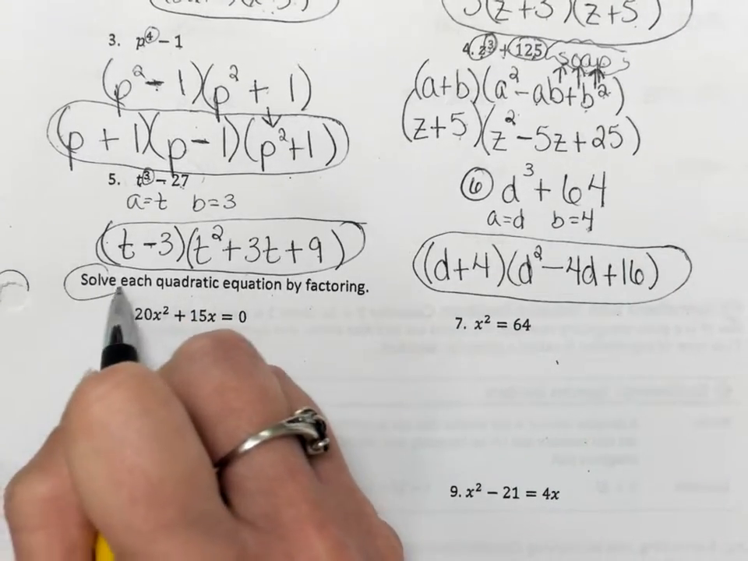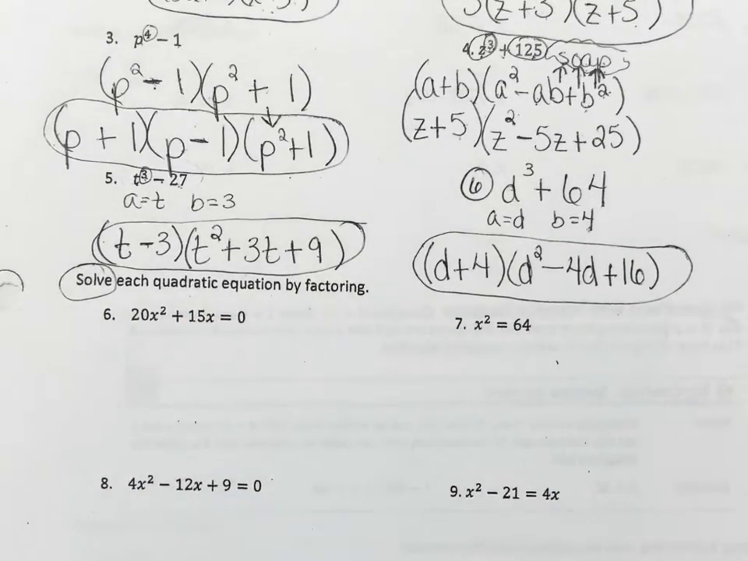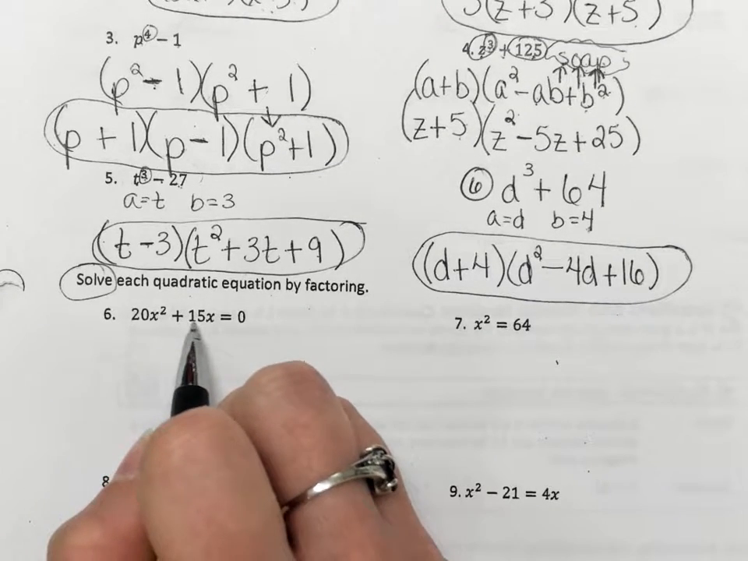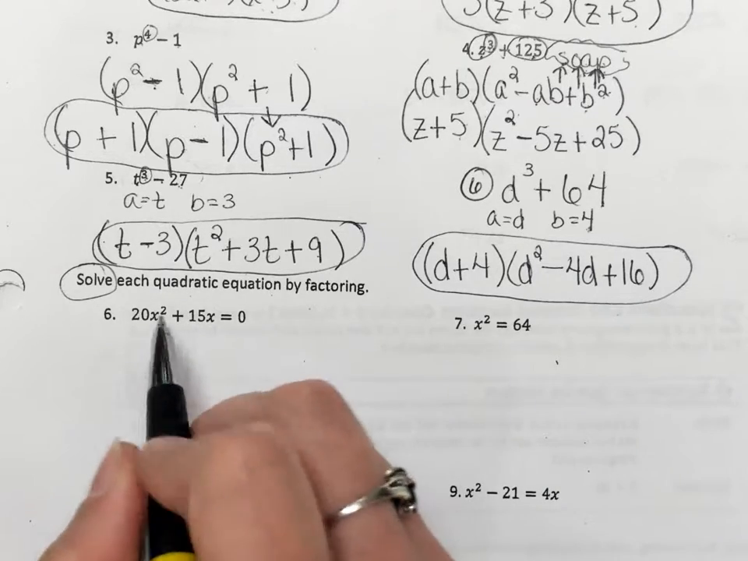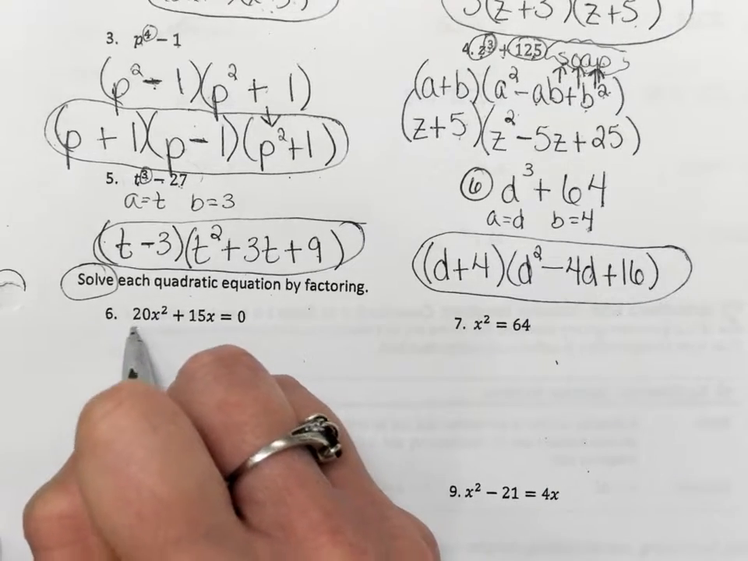All right, here we go. So we're going to solve. What does solve mean to do? It means I need to figure out what your letter is. What's my letter? X. How many terms do I have? 2, because it's 20x squared and then 15x. All right, so what do they have in common? X. More than that. 5x.